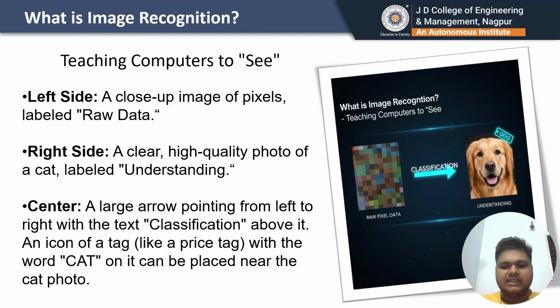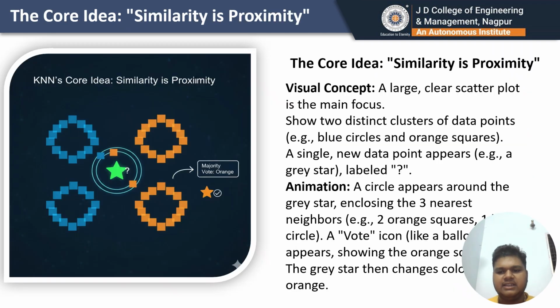So what is image recognition? At its core, it's about teaching computers to see and interpret the world like we do. It's the process of converting the raw data of an image, essentially just a grid of pixels, into a meaningful understanding. A key part of this is classification, the task of assigning a label like cat to an entire image. This is the problem that KNN helps us to solve, as I have shown you in our image. So let's go on to slide 3.